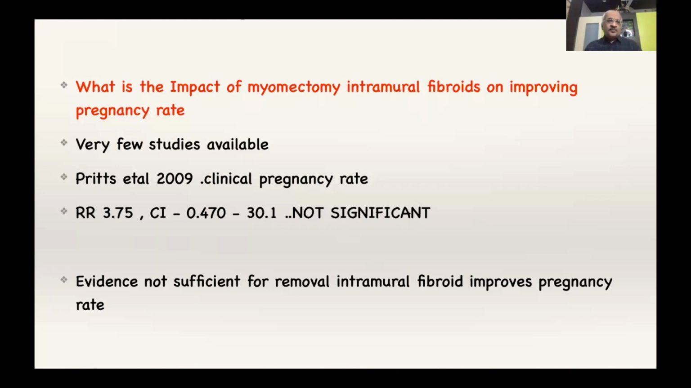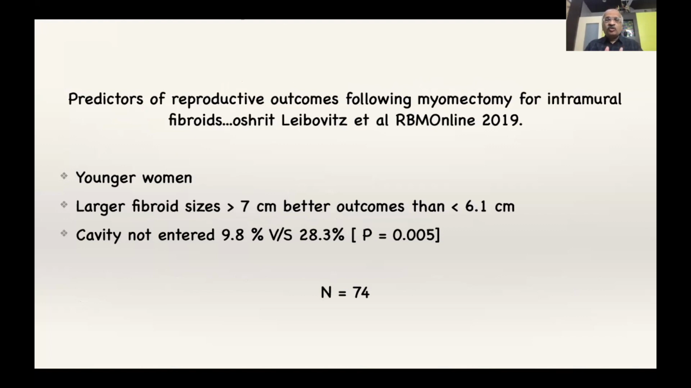So what are the predictors of reproductive outcomes when you do a myomectomy for intramural fibroids? In this publication, they say younger women will definitely have a better outcome. And when you have a large fibroid, beyond 7 centimeters, if you do a myomectomy, the pregnancy outcome would be better. With smaller fibroids, the moment you do multiple removals, probably you're injuring the uterus too much, and your pregnancy rate could go down. Whether you have entered the cavity at the time of myomectomy or not also plays a rather major role, because it's very significant: where you have entered the cavity, the pregnancy rate is as low as 9.8 in this particular study compared to 28. Again, the N number is small.